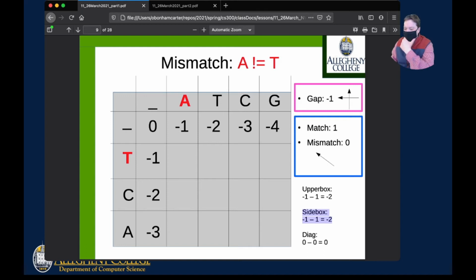And so I have this value of -1 over here. And again, I have to subtract my gap score. So in other words, I get the same value for calculating above me as I do on my side. -2, -2. And then I have to take the diagonal. So what is the diagonal score that I have? Well, that's the 0 that I put down. And so that's 0. Now, here's the thing: because A does not equal T, that is a mismatch.